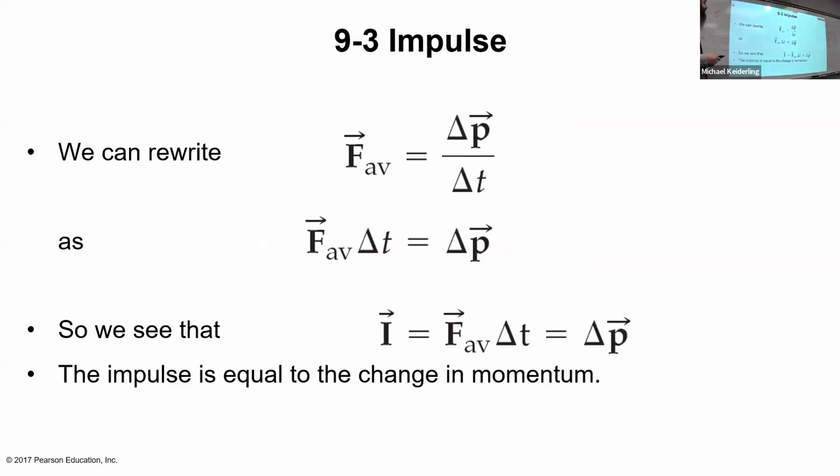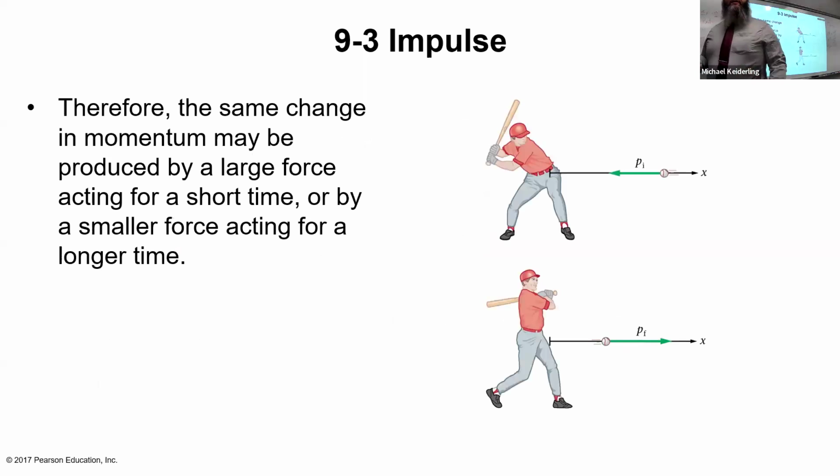So we can rewrite force average as delta P over delta T. Force average equals delta P over delta T. Multiply both sides by delta T. We get force average times delta T equals delta P. So we see impulse equals change in momentum. And because it's force times time, it's something that's relatively straightforward to calculate. And so you can tie momentum to force very easily.